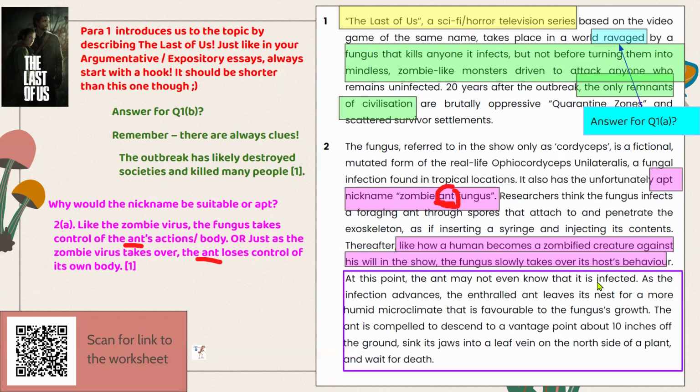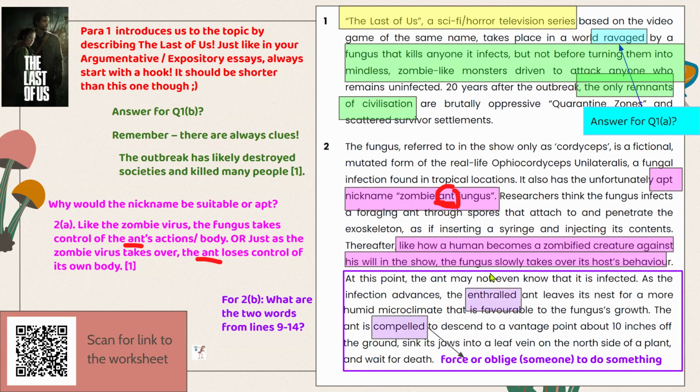Okay, now the next one has to do with lines 9 to 14. And remember for this next question, we're supposed to identify not just one word, but two words that suggest that the ant behaves against its will. What are the two words that you have found? Let me know in the Zoom chat. Remember it's from lines 9 to 14 only.